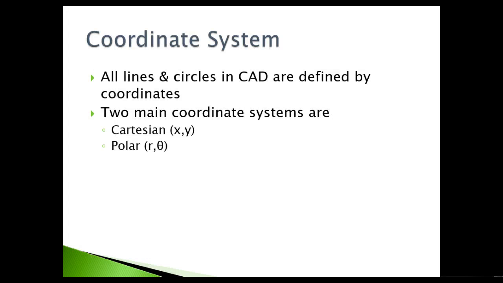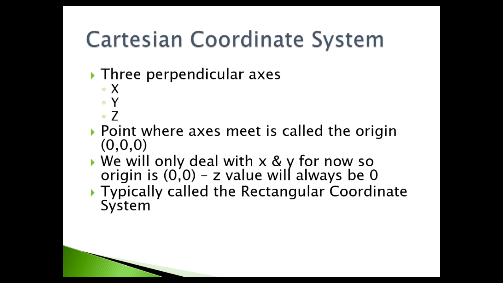Alright, so the next thing that we're going to talk about are coordinate systems and how those work. You've got two basic coordinate systems, Cartesian, which are your xy coordinates, and polar with r's and thetas. These shouldn't be anything new, just like you learned in math class. We're just going to kind of review them.